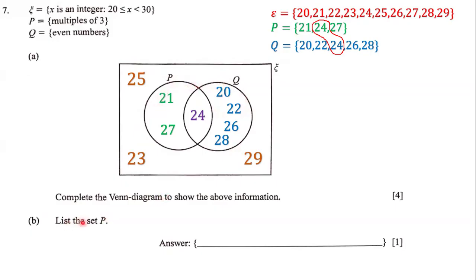So first here, we want to list the elements of P. The elements of P are going to be 21, 24, and 27. Those are going to be the elements of P.